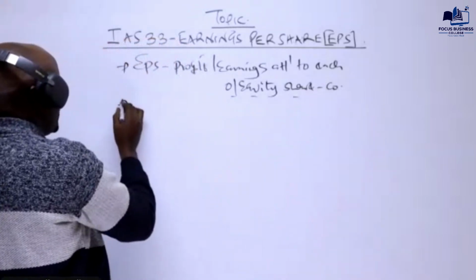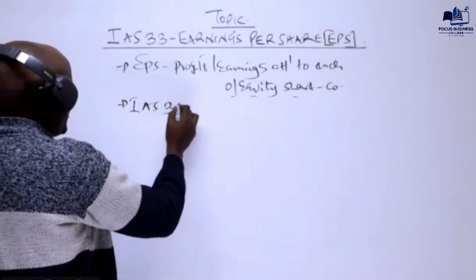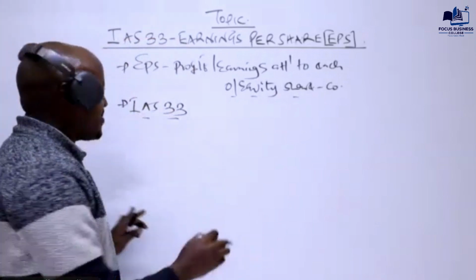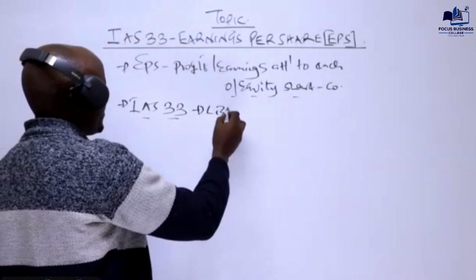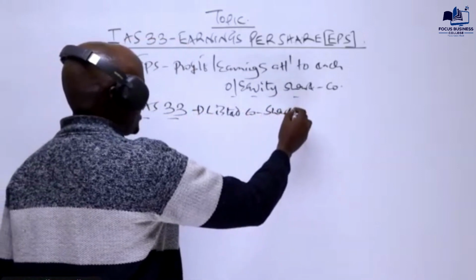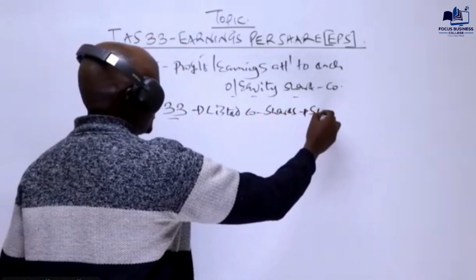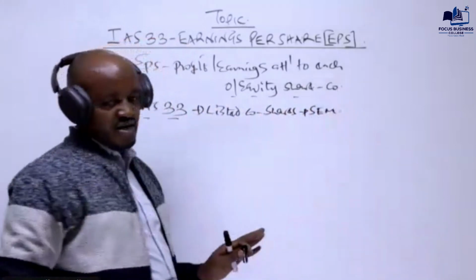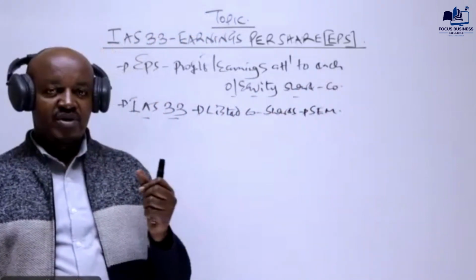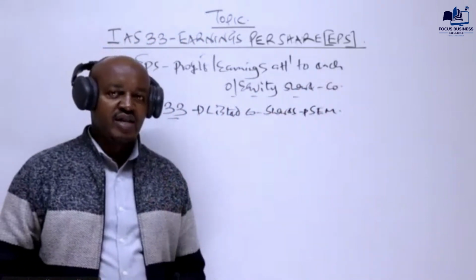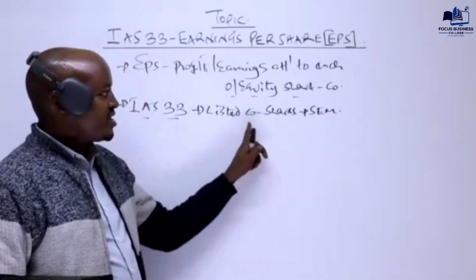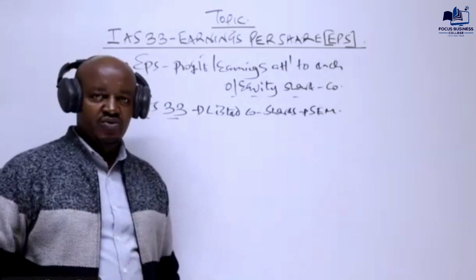Remember, all the listed companies are required by International Accounting Standard number 33 to do this. A listed company is a company whose shares are traded in the securities exchange market. For example, in Kenya, good examples of listed companies include Safaricom and Equity Bank. All these companies are listed simply because their shares trade in the Nairobi Securities Exchange market.